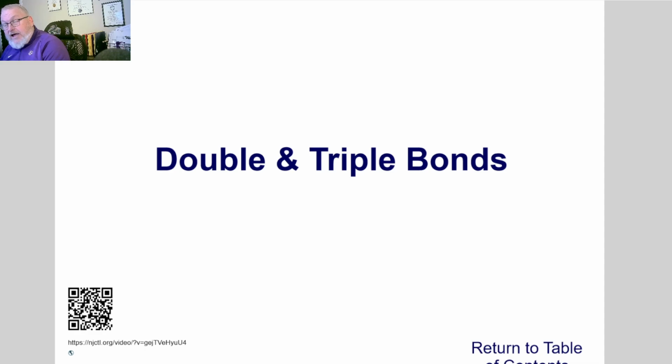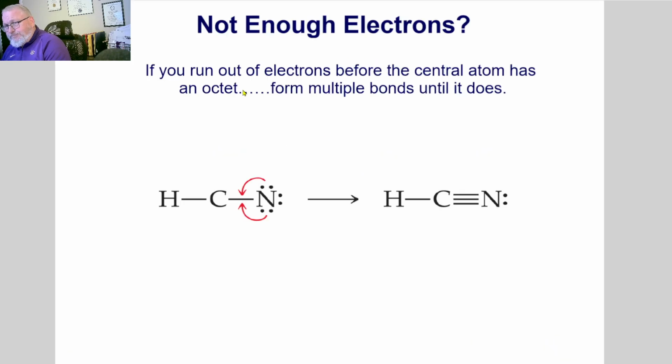Some of the videos we have are about double and triple bonds, and again, just your basic Lewis structure. You'll play with it, and it'll just work, right? So, if we've used all the electrons before the central atom has an octet, then we're going to form multiple bonds until that central atom is seeing 8 electrons, or an octet.